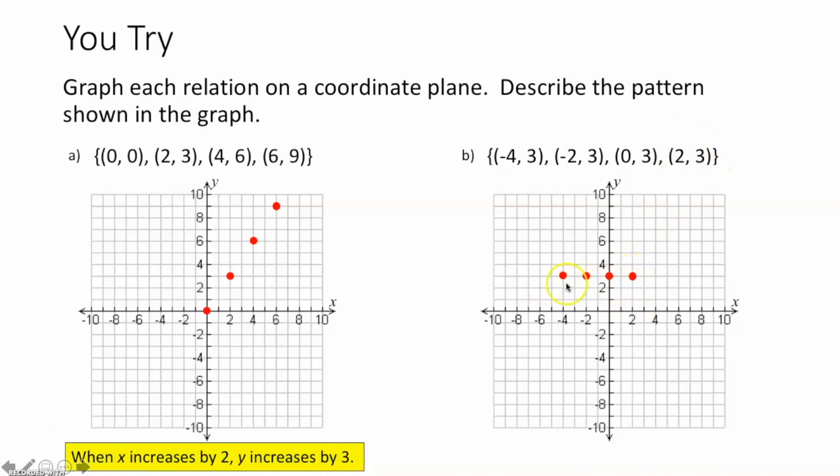Now, how are these related? Well, it looks like as x increases by 2, y doesn't increase. It increases by 0. So we could say that when x is any number, y is going to be 3, right? At any x value that we were to pick, y is going to be 3.